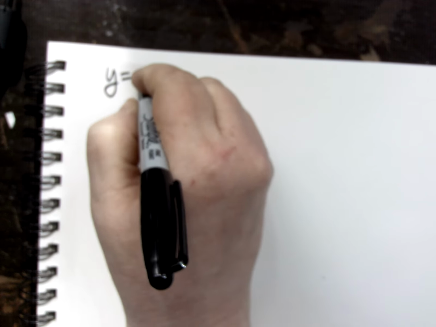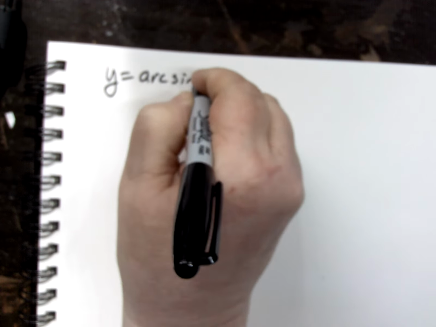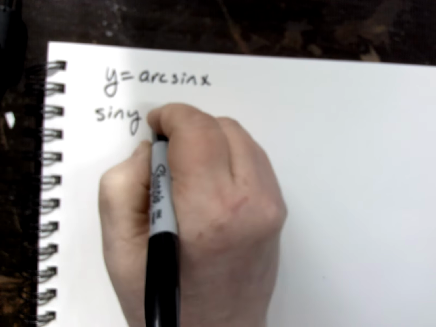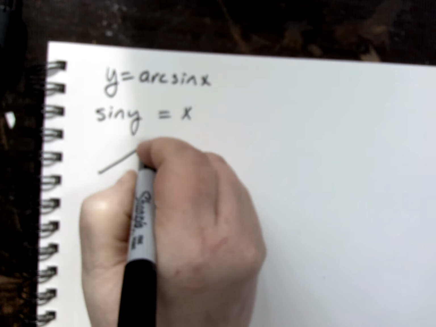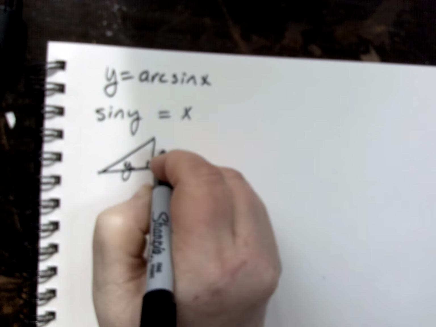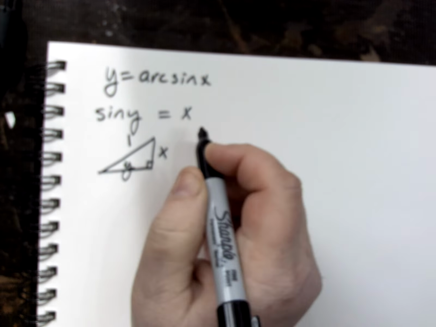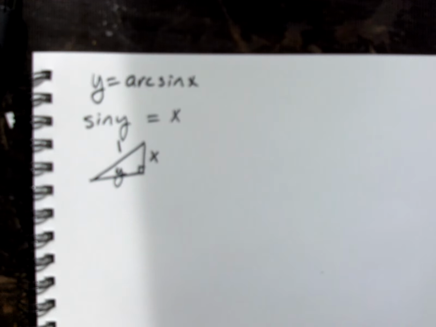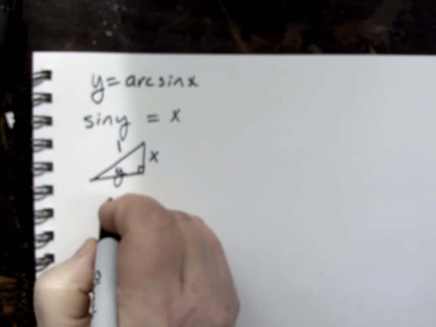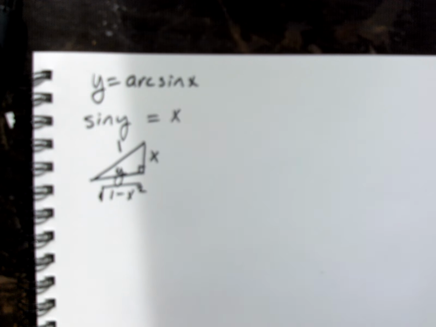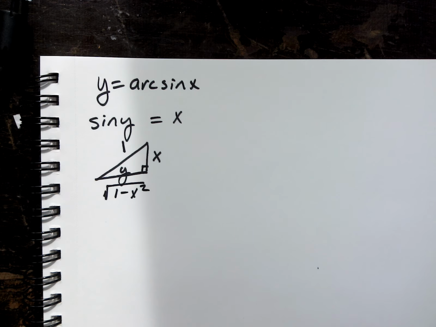If y equals arcsine of x, that means sine of y is equal to x. I'm going to go ahead and draw my triangle because I know I'm going to need it. Sine is opposite over hypotenuse. The Pythagorean theorem tells me that the third side would therefore be the square root of 1 minus x squared.